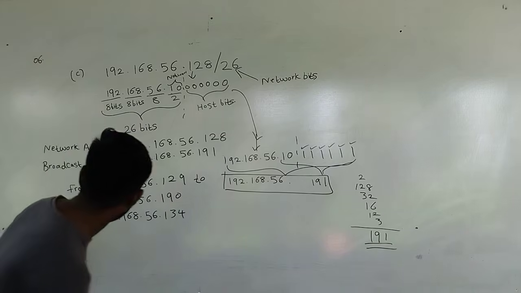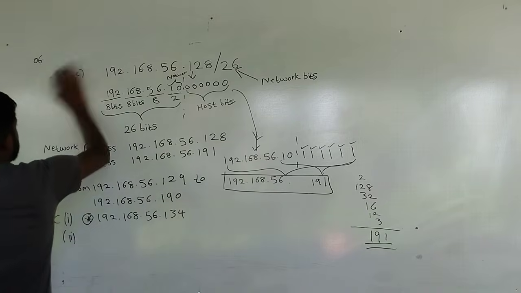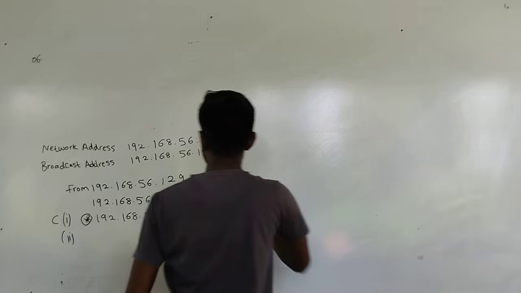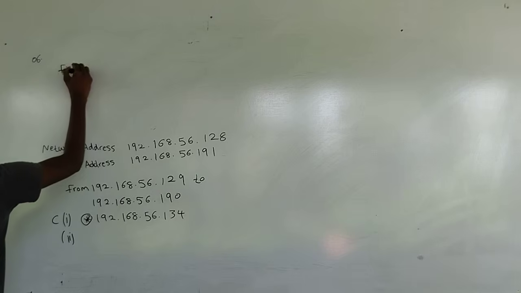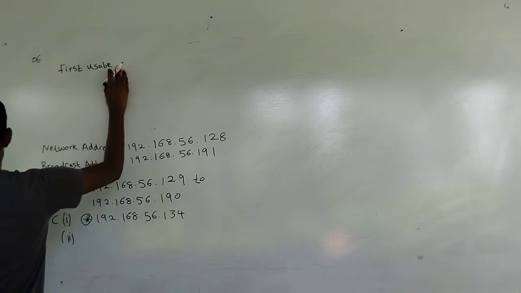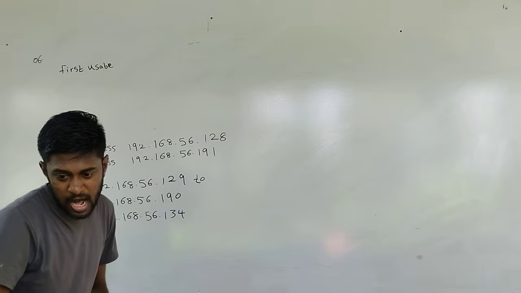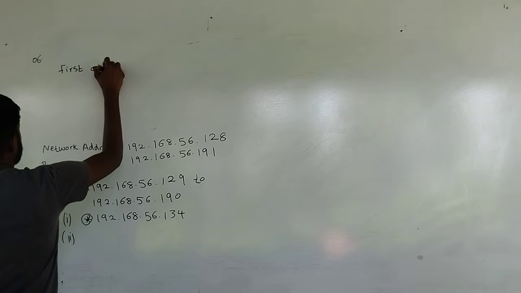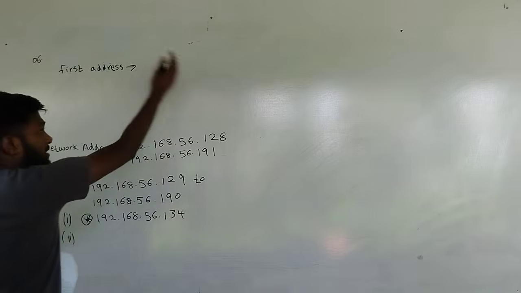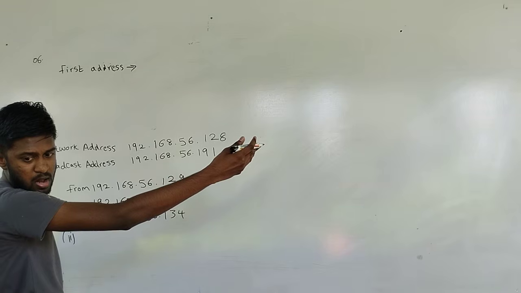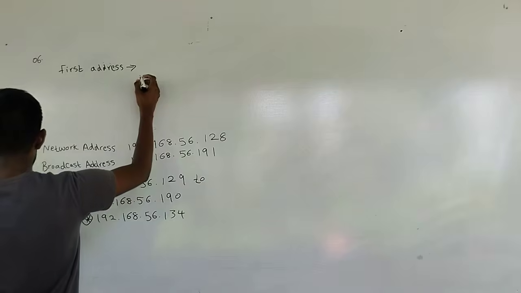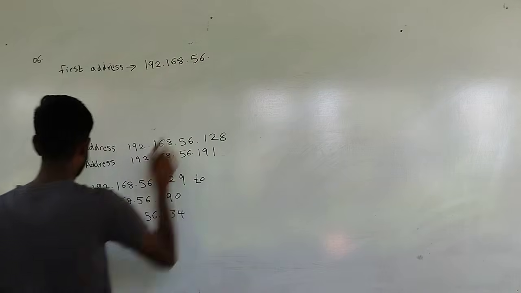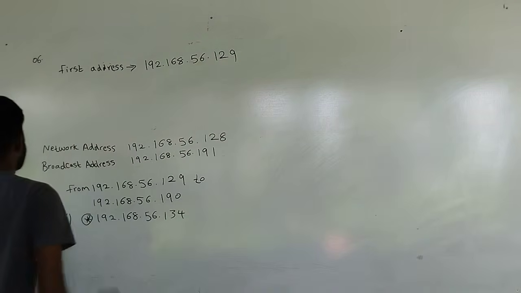So let me do that. Let me erase this stuff. Now the first address, you can say the first usable address here, students. Or else just write it as first address. They are asking for the first and the last usable host address. First usable, you can say like that, or directly you can say first address. It doesn't matter. You can say first usable host address. So the first address is 192.168.56.129. Then the last usable address.